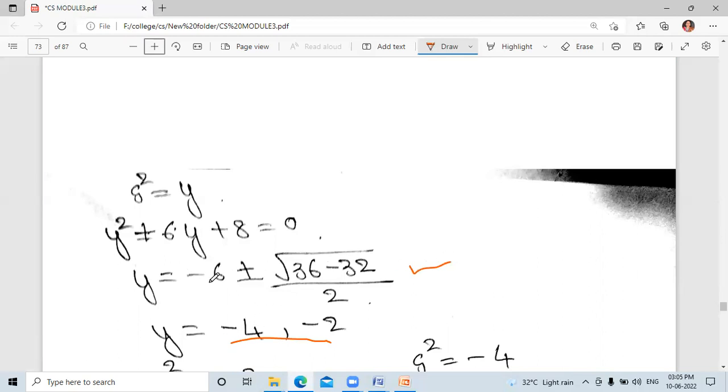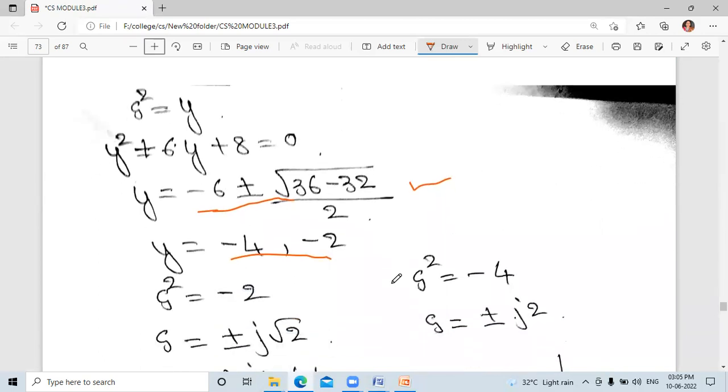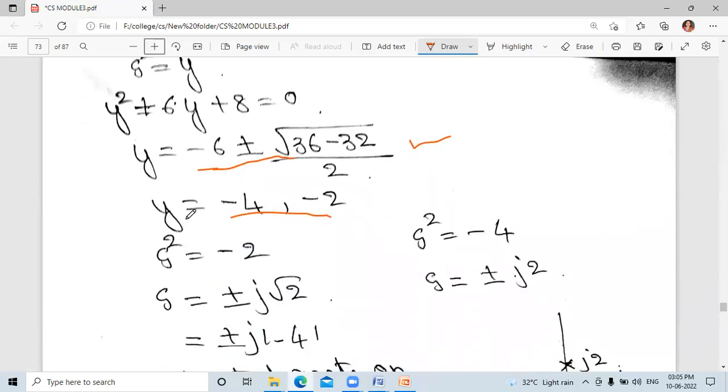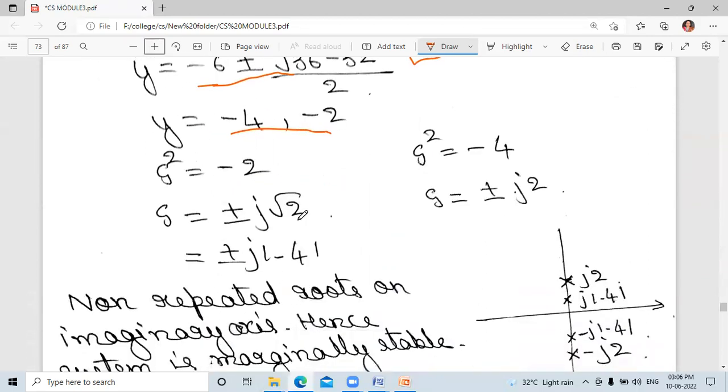You can solve by this method or by calculator. If you solve by this method, that is minus b plus or minus square root of b square minus 4ac, whole divided by 2a. So now we know the roots of y: -4, -2. But what is the value of y we have taken? S square. So s square equals -2 and s square equals -4. S equals plus or minus j square root of 2 and s equals plus or minus j into 2. Here the square root of 2 value is 1.41.